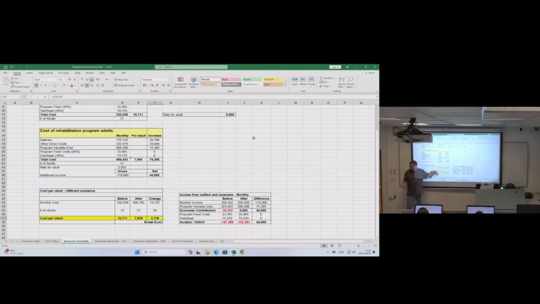But any rate that they offer above it will still be economically feasible. So again, the decision is based on context. If the organization does not have any financial issues and it's fully funded, it can offer a rate which is very close to the break-even. Okay?